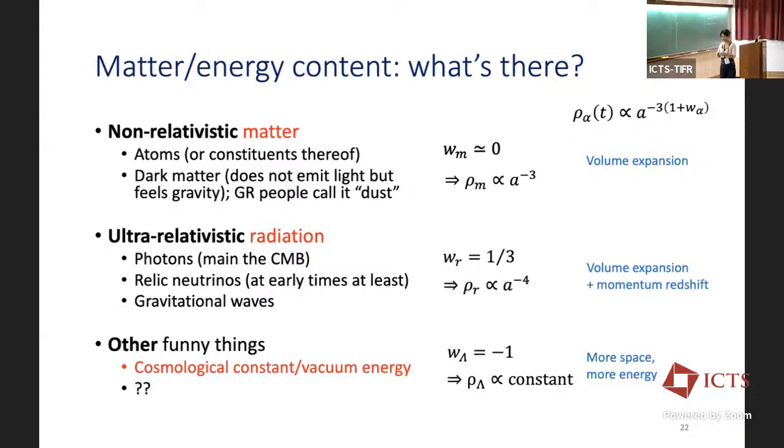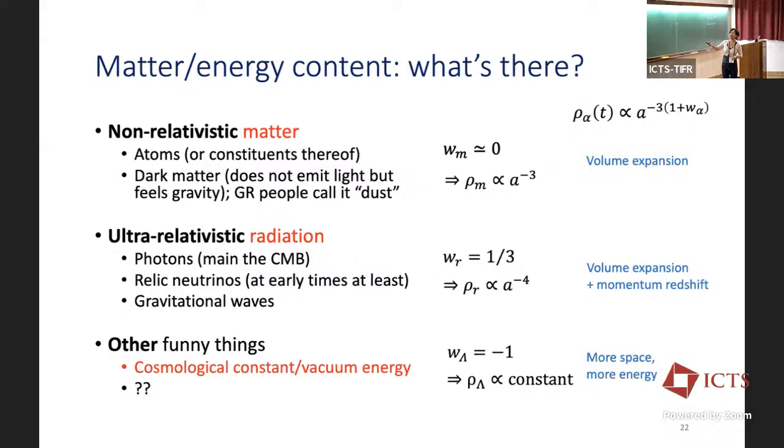Now, non-relativistic matter has an equation of state that is very close to 0. And the reason is that the energy density of non-relativistic matter is completely dominated by the rest mass of the stuff. Pressure is essentially just kinetic energy. Okay? So this means that when you divide the kinetic energy by the rest mass, it's a tiny number relative to the energy density. It's a tiny number.